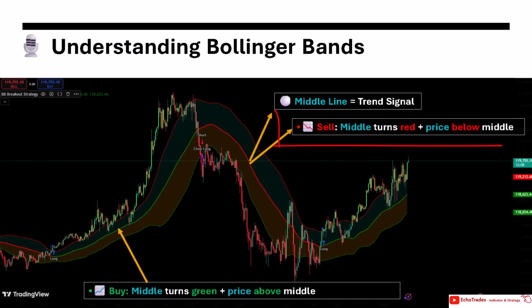Exactly. And for a sell signal, it's just the mirror image. The middle line turns red, indicating bearish momentum is picking up, and the price needs to move clearly below that red middle line. That confirms the downward pressure is real. That's a great starting filter. Price relative to the colored middle line.